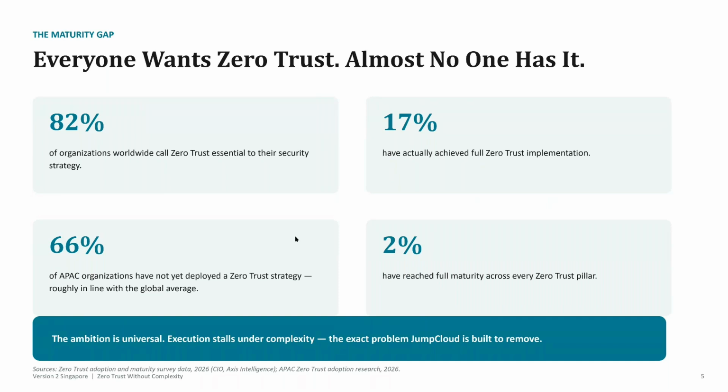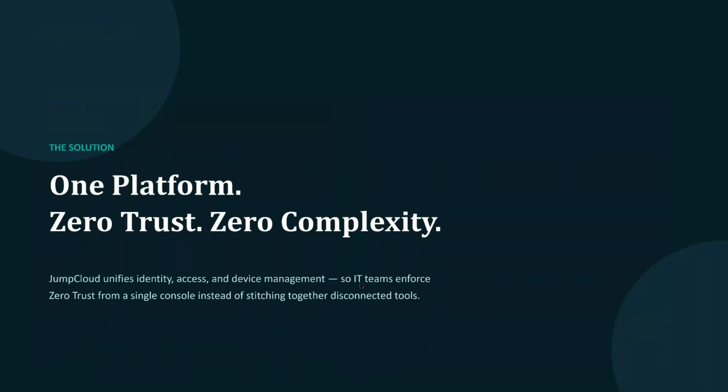Some may just be turning on MFA and claiming that you are zero trust, definitely not. So the ambition is universal, but execution is still under complexity. So that's why we need JumpCloud to help us remove some of that complexity. So let's talk about JumpCloud.